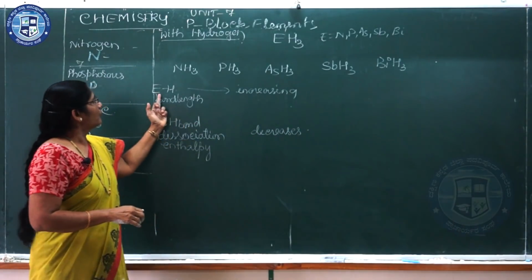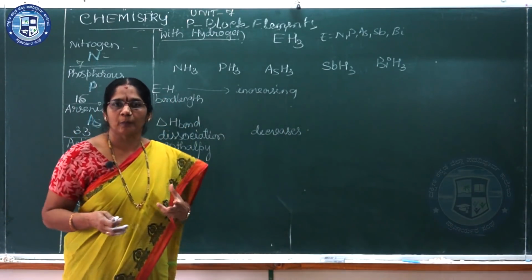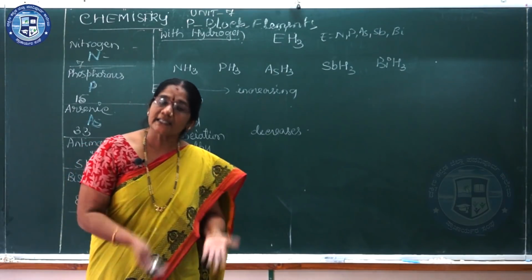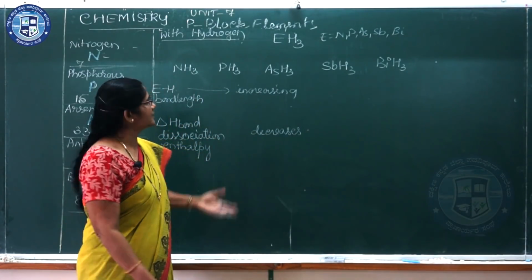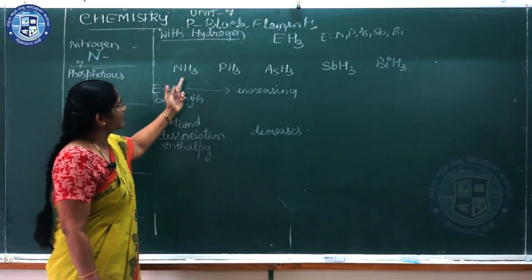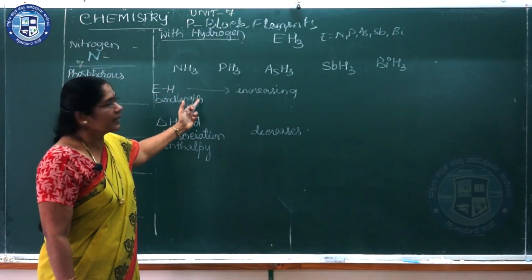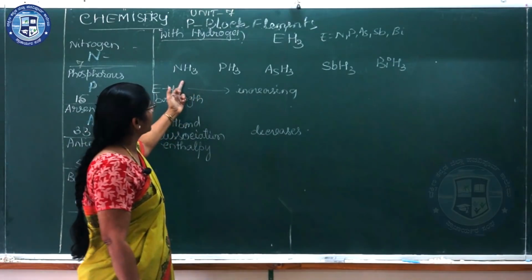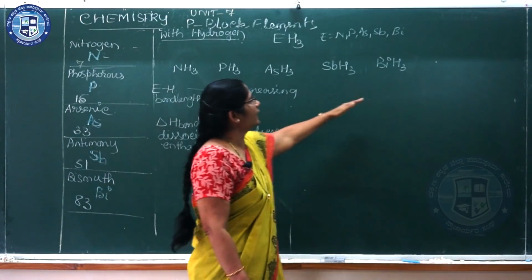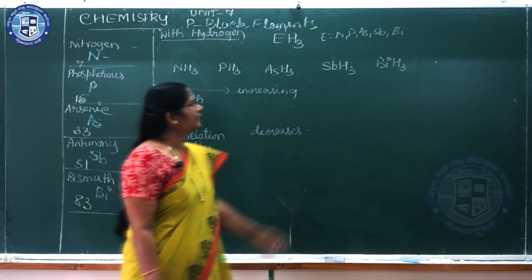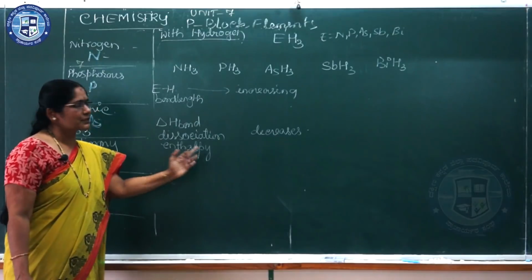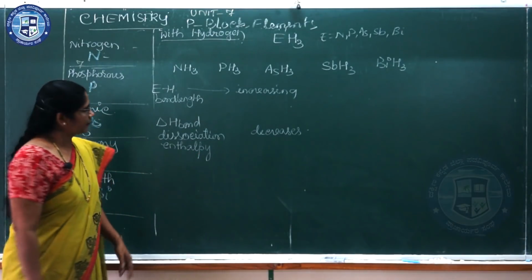That is, when the bond length increases, the strength of the bond decreases and it becomes easier to break the bond, so we can apply lesser and lesser amounts of energy. Therefore, ammonia has a high bond dissociation enthalpy, PH3 lower, and bismuthine is thermally unstable. So the bond dissociation enthalpy goes on decreasing.